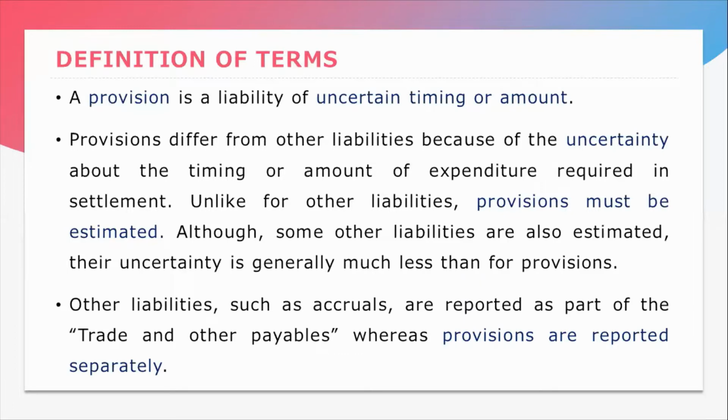And although some other liabilities are also estimated, which is true, for example, the warranty liability, we also estimate that, but their uncertainty is much less than for provisions. Meaning, for example, with a warranty liability, you made a sale and it has a 1-year warranty, you estimate how much you will spend on returns. The uncertainty is less since it is really possible that something will be returned.